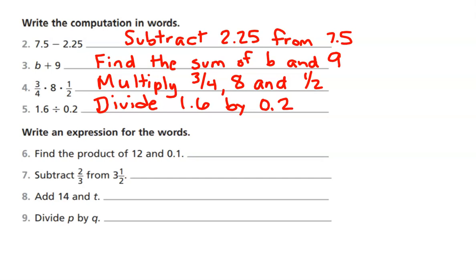Okay, so for the next part, they're actually having you do the opposite. They're having you write an expression from words. And sometimes these are tricky. I'm actually going to have you go back and look at this one right here. Do you see here how we said subtract 2.25? But that's actually the second number that's in here. So it's not always straightforward.